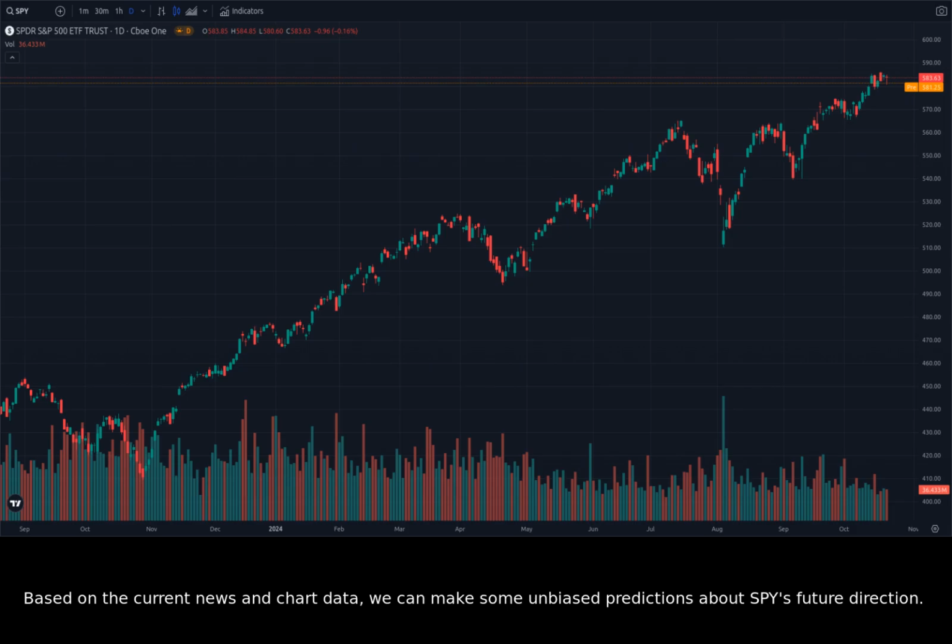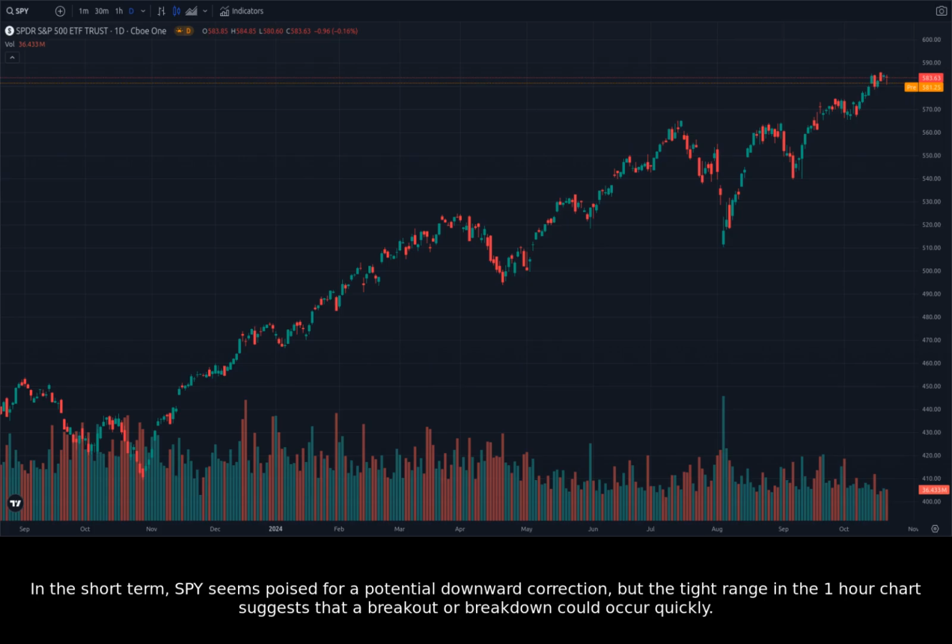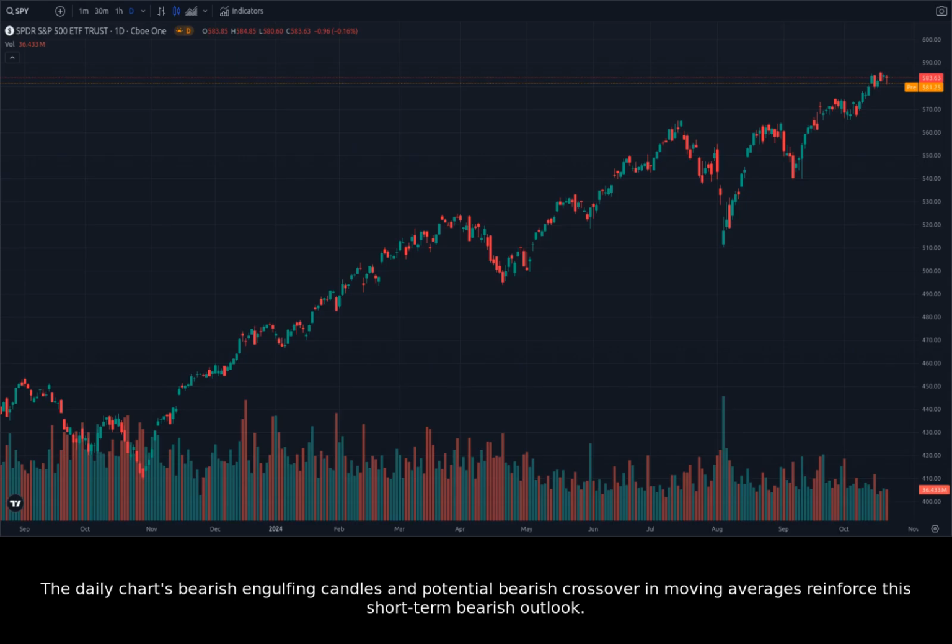Based on the current news and chart data, we can make some unbiased predictions about SPY's future direction. In the short term, SPY seems poised for a potential downward correction, but the tight range in the 1-hour chart suggests that a breakout or breakdown could occur quickly. The daily chart's bearish engulfing candles and potential bearish crossover in moving averages reinforce this short-term bearish outlook.